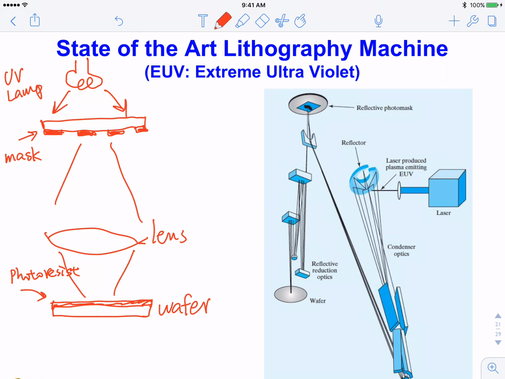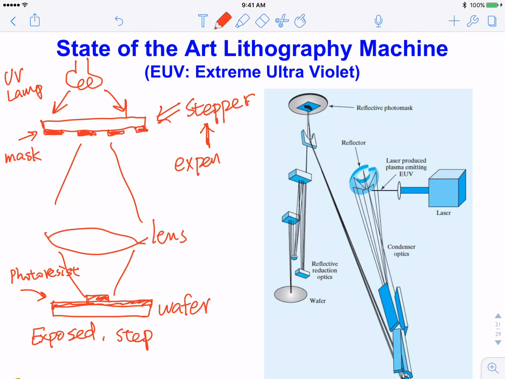And the same mask gets produced here, usually over a small area, and then you move the wafer to expose the next area. So this is called expose. You expose, and then step. Step means you move to the next area. So this lithography machine, this expensive camera, is called a stepper. Step and repeat, so the short name is stepper. Think of it as an expensive camera. And the wafer basically lives inside the camera, just like negatives.